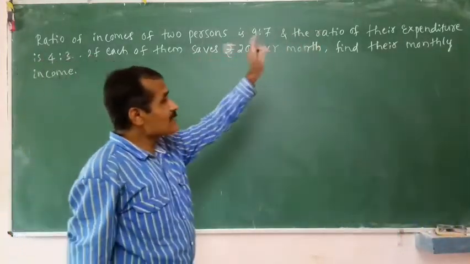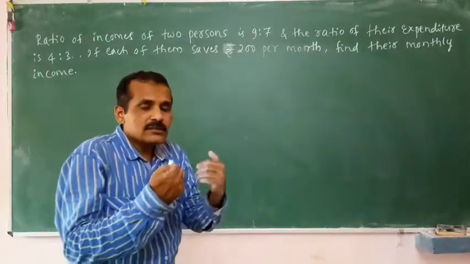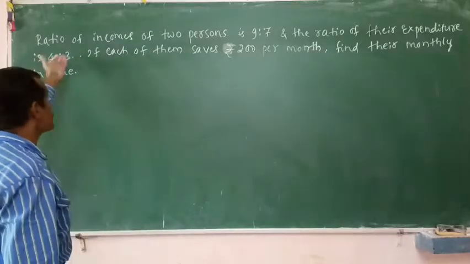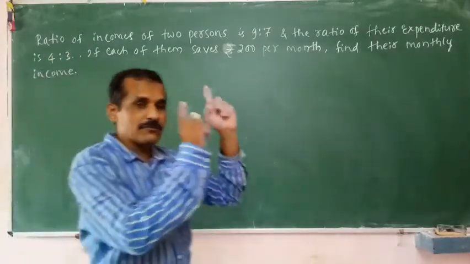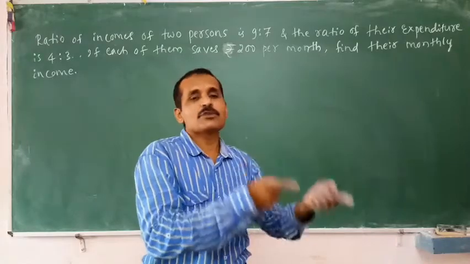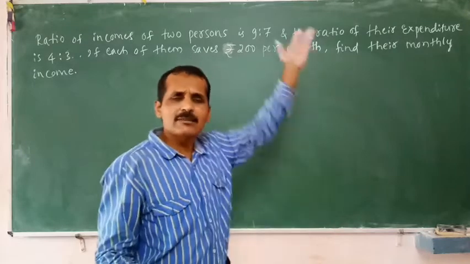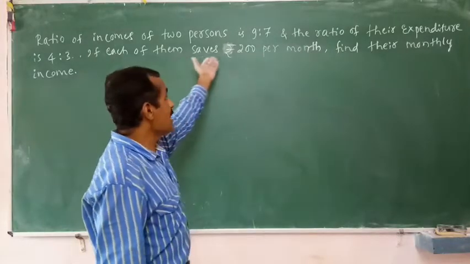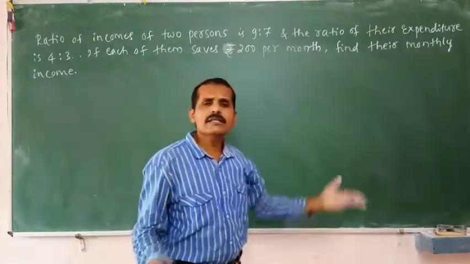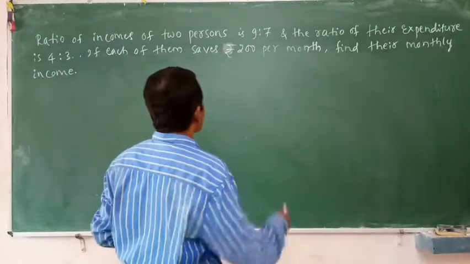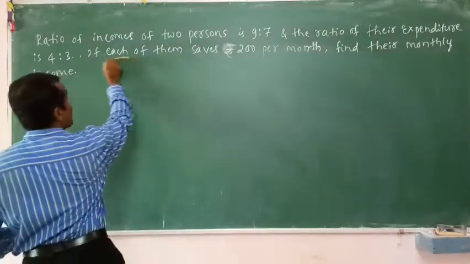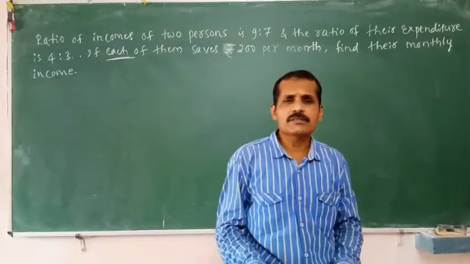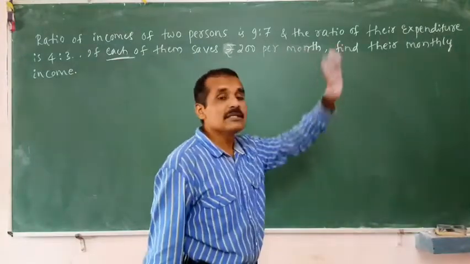Their ratio of expenditure, see, they have earned, they will spend. Expenditure means they are spending the money. In the ratio 4:3. Their income is given, their expenditure is given, and they say each of them saves rupees 200 per month. Their saving is 200 rupees. Find their monthly income.